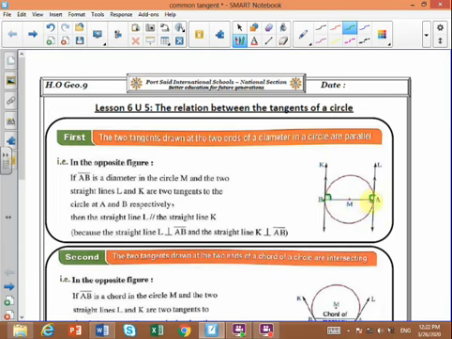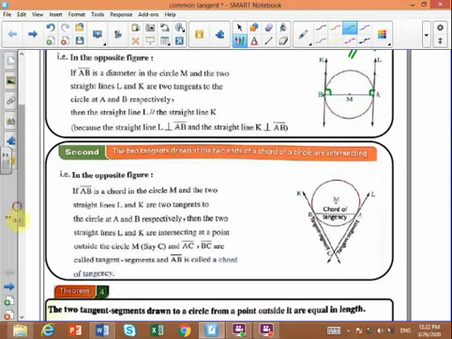So if AB is a diameter and the 2 straight lines L and K are 2 tangents to the circle at A and B, then the straight line L is parallel to the straight line K. Okay, what about if I have 2 tangents drawn at the 2 ends of a chord, not a diameter? If it is a diameter, it will be a right angle. What about if I have a chord and I have 2 tangents?